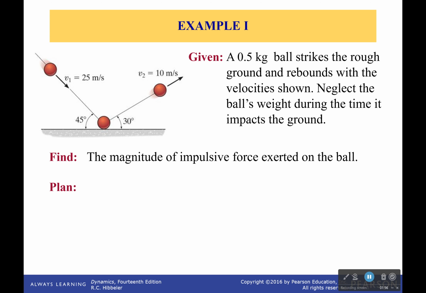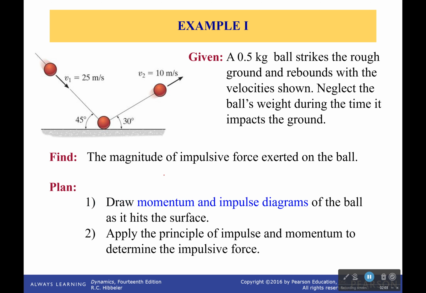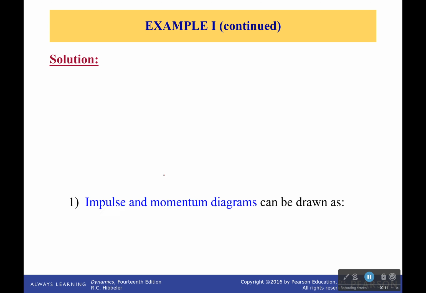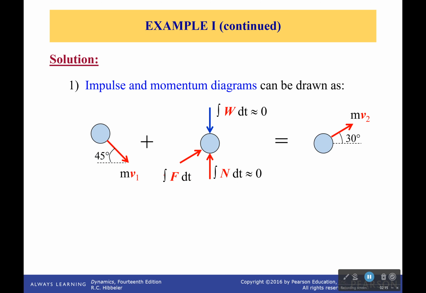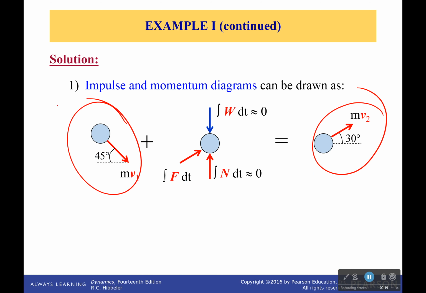So what we want to know in this case is the magnitude of impulsive force exerted on the ball. How are we going to do it? Well, first we're going to get our momentum and impulse diagrams for that ball. And then we're going to apply the principle of impulse and momentum to determine the impulsive force. Okay, first let's get our diagrams. So we have our ball. Here's mv2, here's mv1, and we have these three forces acting on it.